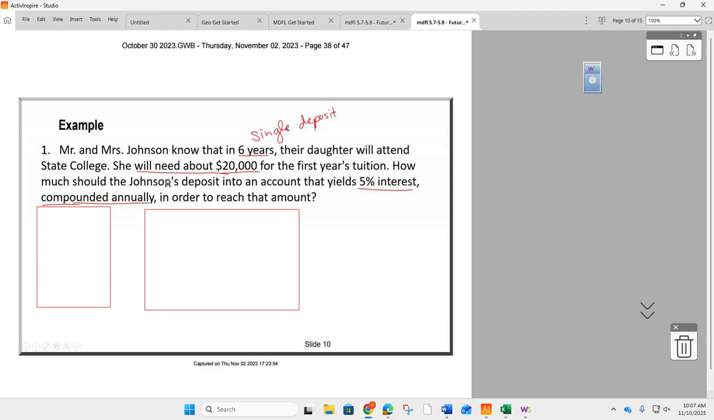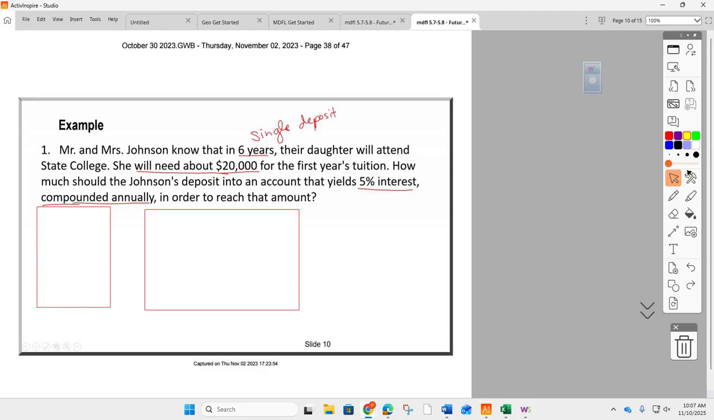That tells us we're looking for one of the formulas that start with a P. Right? We don't know that principal amount. That's what we need to know. In this case, they don't tell us how often it's being deposited, so that's how we know it's a single deposit. Make sure you've made a note of that.